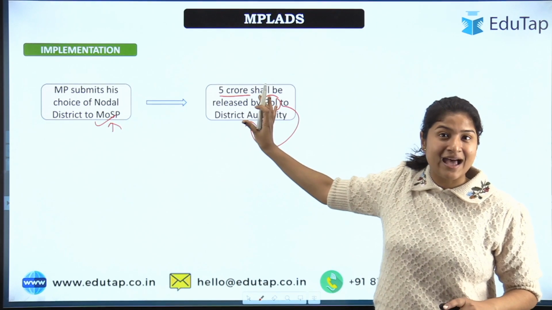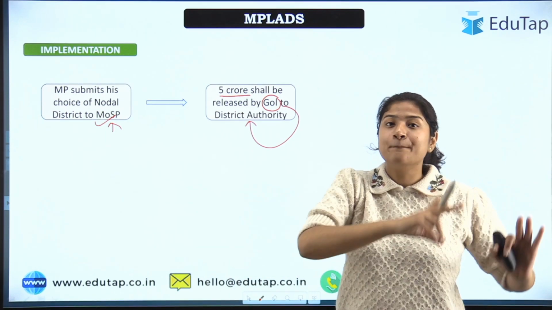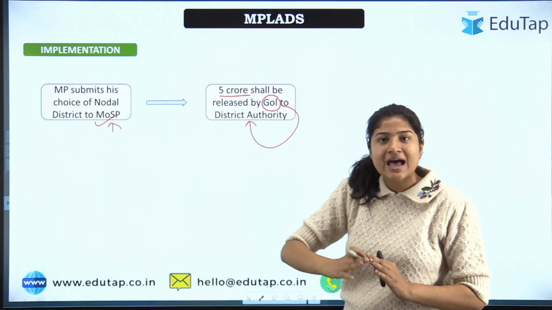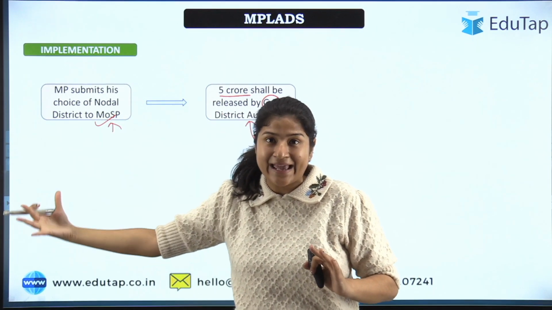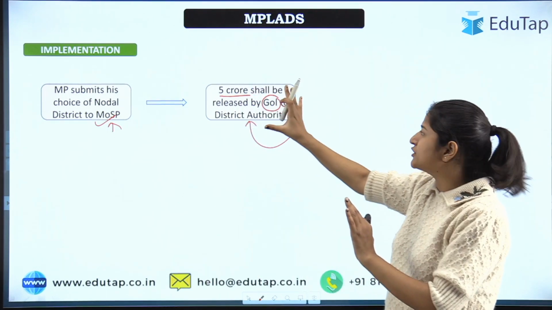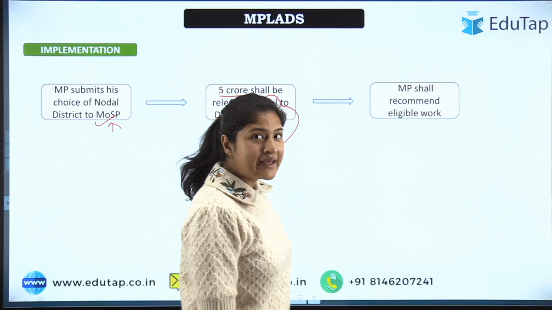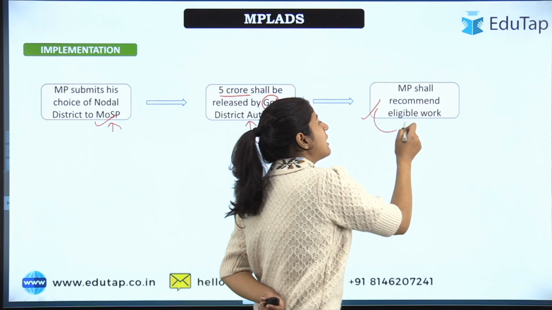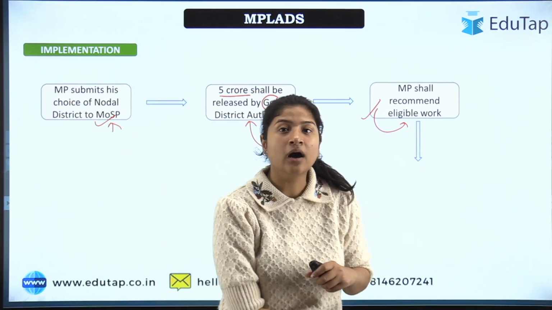Here's a twist: that 5 crore would not be given directly to the MP but rather to the district authority, and then the DM will decide how much money should be allocated to which areas, obviously according to what the MP suggests. Then the MP will write another letter to the DM about the eligible work that can be done in the local area, right?